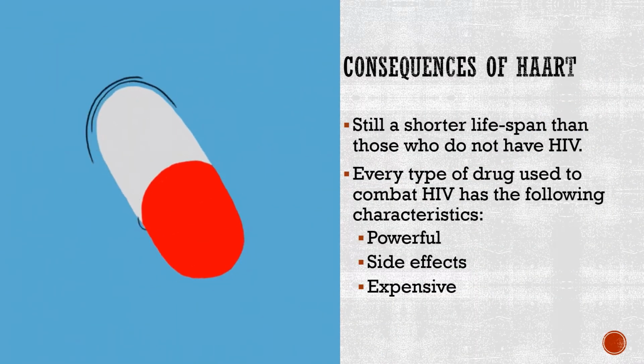Now, despite HAART being a very effective strategy, those who have HIV still have a shorter lifespan than those who do not have HIV. This is mainly because every type of drug used to combat HIV has the following characteristics. They're incredibly powerful, they're going to have side effects, and they can also be expensive. So some people with HIV just can't afford to keep up with the medications.